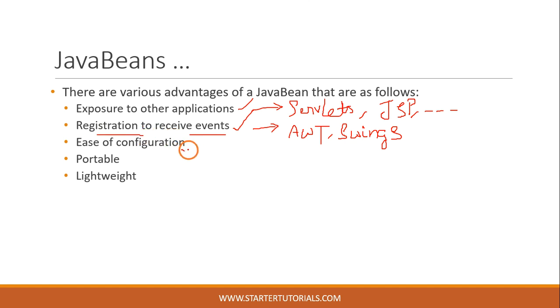The next one is ease of configuration. You can store all the configuration details in the Java beans and just call the object for that class and use it. And the next one, as we have seen in the previous slide, is that it is portable. You can use them on different systems with different operating systems and different hardware. It is also lightweight. It's just a simple Java class, with no need of anything else.